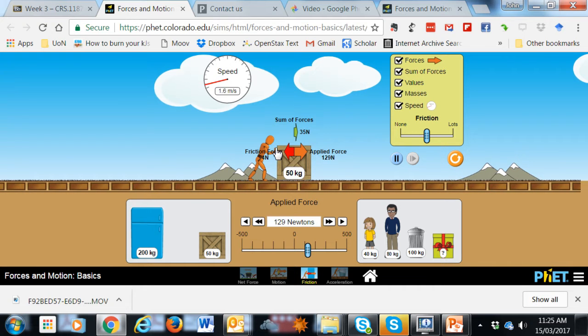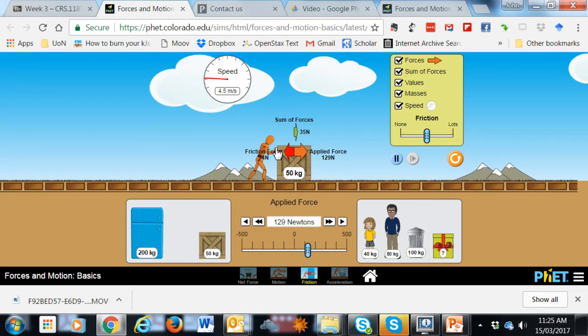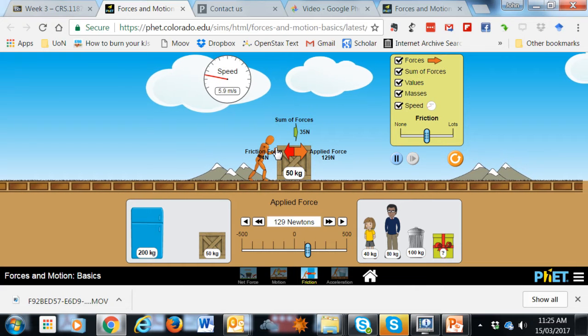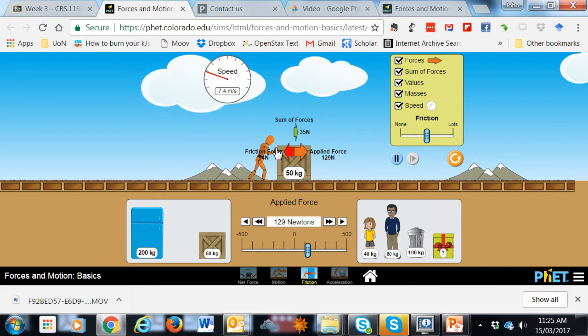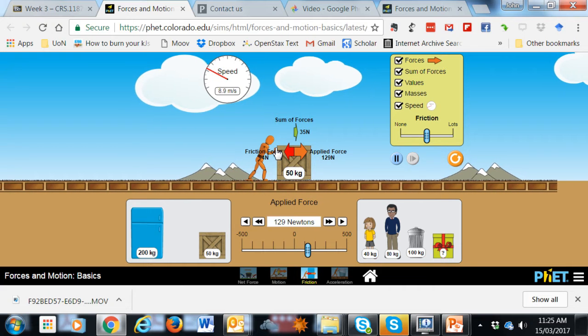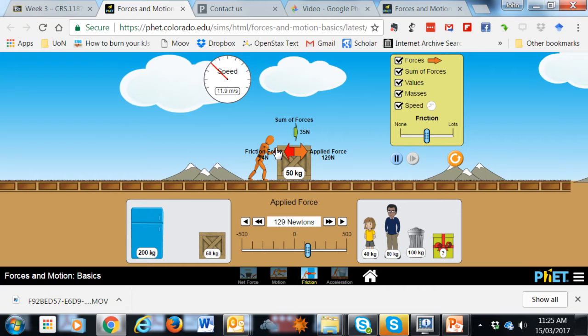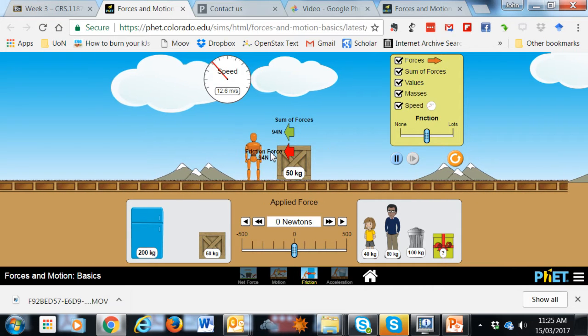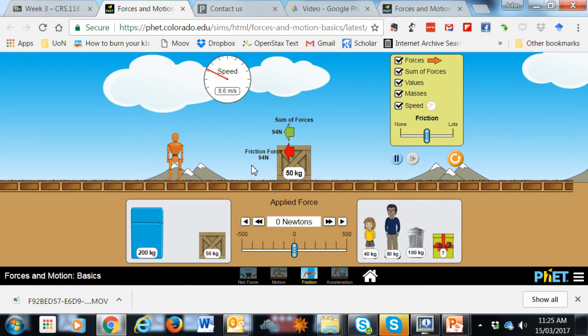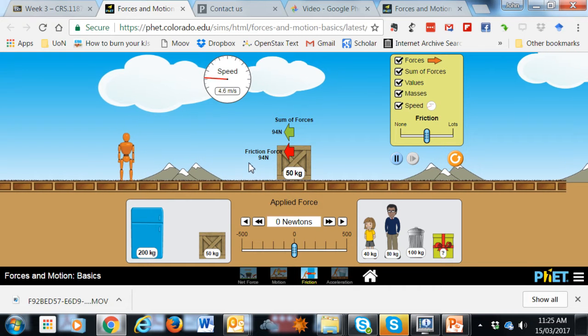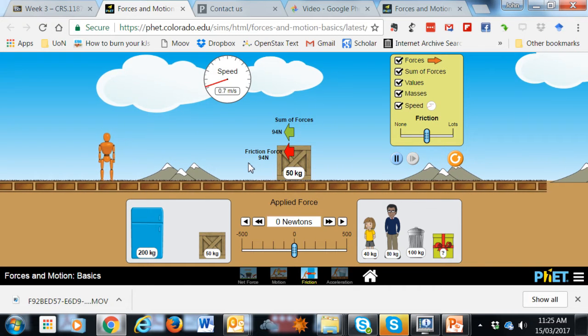Somewhere there we've started to slide, and now you'll see that the applied force is different from the frictional force. There's a net force of 35 newtons in this case, and so the object is accelerating. If we take away the applied force, then there is only the frictional force, and that's constant until the box stops. And then all the forces add up to zero again.